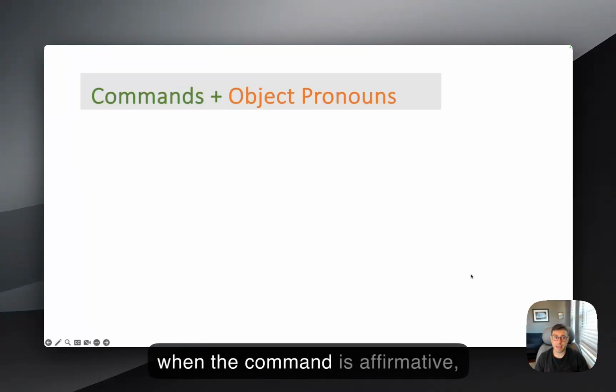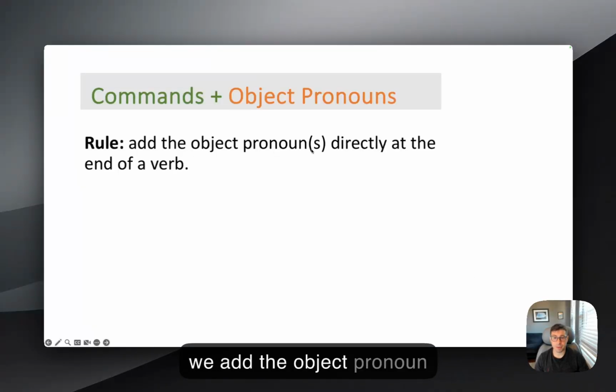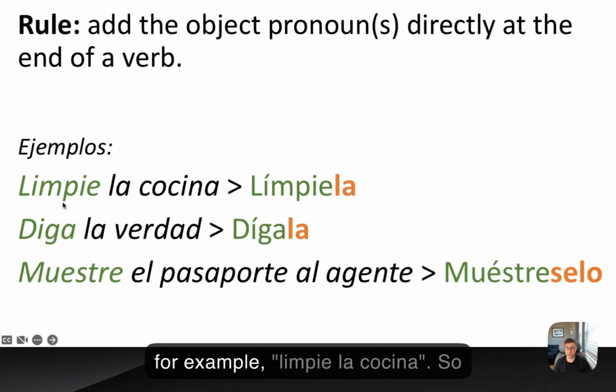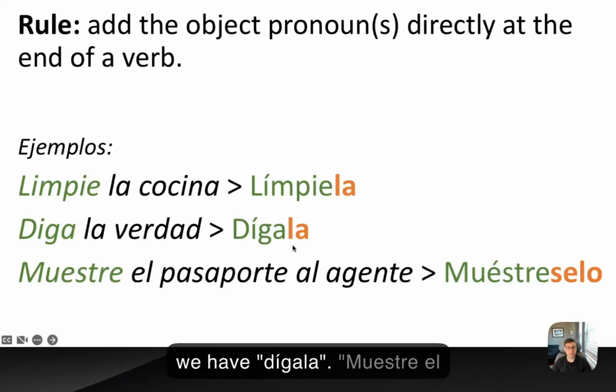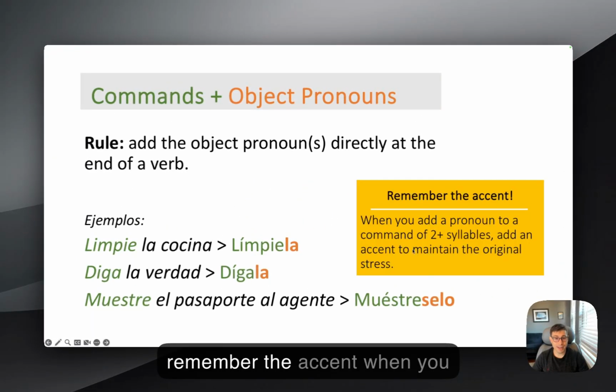So now we're going to learn how to add the object pronoun to the command. So when the command is affirmative, we add the object pronoun directly at the end of the verb. So for example, limpie la cocina. So we want to shorten it and we say límpiela. La cocina, la. We put it at the end. Diga la verdad. Then we have dígala. Muestre el pasaporte a la gente. Muéstreselo. One extra thing, remember the accent. When you add a pronoun to a command of 2+ syllables, add an accent to maintain the original stress.